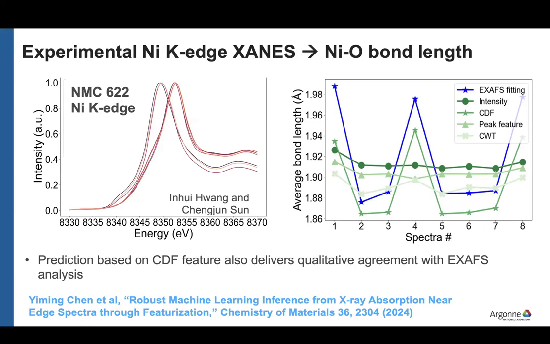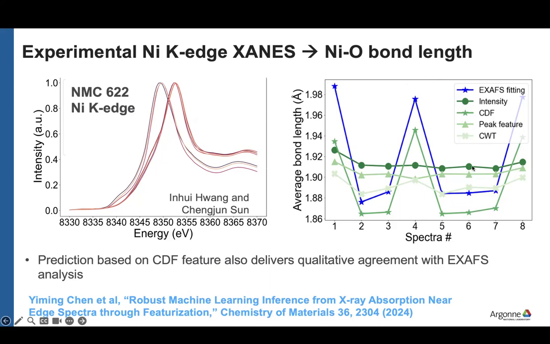So we got experimental data, and I skipped over the source of the material because this is not a battery talk. This is a battery material called NMC, nickel manganese cobalt. We were looking at the nickel K-edge X-ray absorption data. And the key here is on the right, where blue is the ground truth nickel-oxygen bond length. That's obtained by EXAFS, which is possible, just takes longer to do. And you can see the different greens are the different featurization approaches.